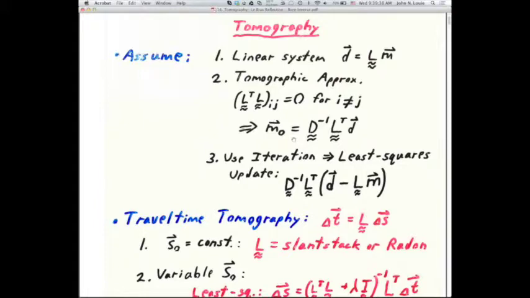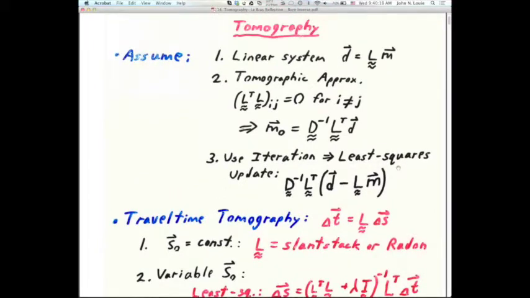By simply doing a back projection, which is D inverse, where D is the diagonal of L transpose L, obviously partitioned to get rid of the blocks that have no rays for the travel time tomography problem, D inverse applied to L transpose, which is applied to the data, right? So the data gets hit not with L inverse, but L transpose, and then scaled by D inverse. Very, very simple.